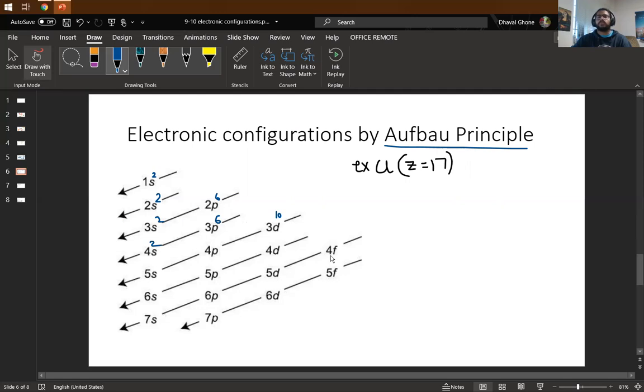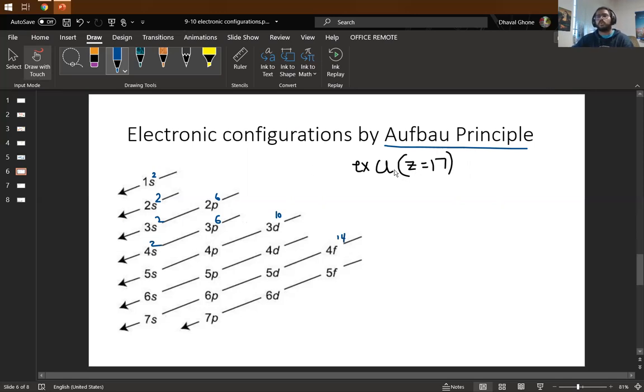Oh, I see a 4 over here for the first time. So I'm sorry, I can see a 4f over here. f can hold at the most 14 electrons. So I can have anything from 4f1, 4f2, 4f3, all the way to 4f14.